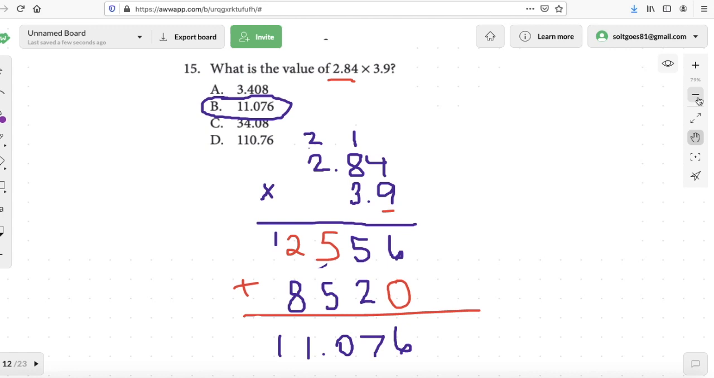Focus on what you know. You know 2.84 is close to 3. You know 3.9 is close to 4. Use that. You know the answer is close to 12. It's got to be B.